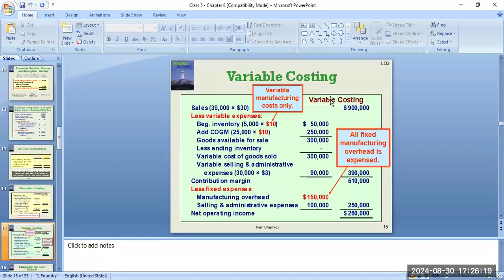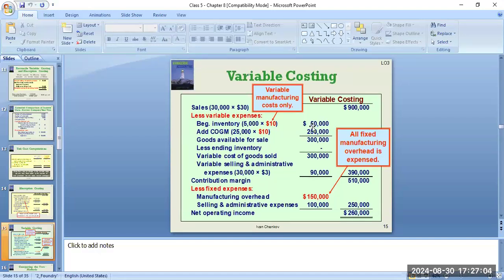Under variable costing, our operating income is 360, which is exactly $30,000 higher. Why? Because the beginning inventory here is cheaper by $6 per unit, or $30,000. Now we're releasing that inventory plus the new production, and everything is expensed. We're releasing the variable administrative expenses, the entire fixed manufacturing overhead, and the fixed administrative expenses. And our income is $260,000. The only difference is the beginning inventory, which is cheaper by $30,000.